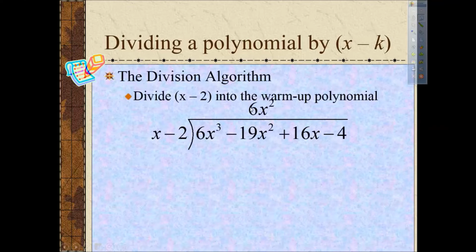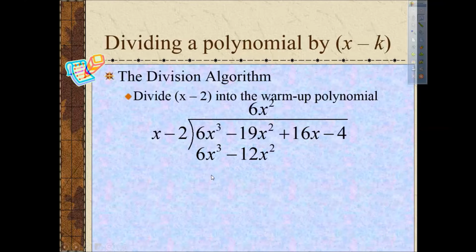And now I'm going to multiply 6x squared times x minus 2. And I'll have to distribute. 6x squared times x is 6x cubed. 6x squared times negative 2 is negative 12x squared. And here's where people sometimes get a little mixed up. They want to add when they get here. Or sometimes they see a minus sign here and they think they're already subtracting.